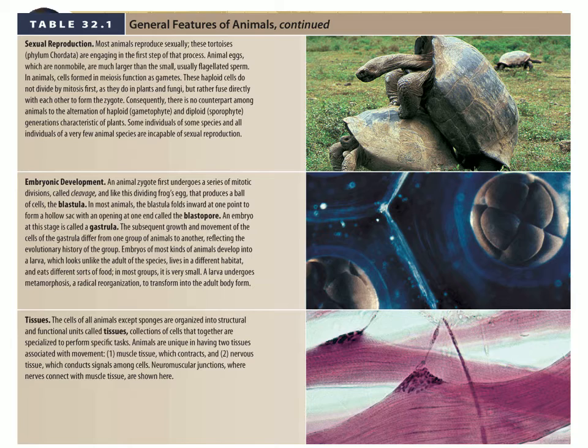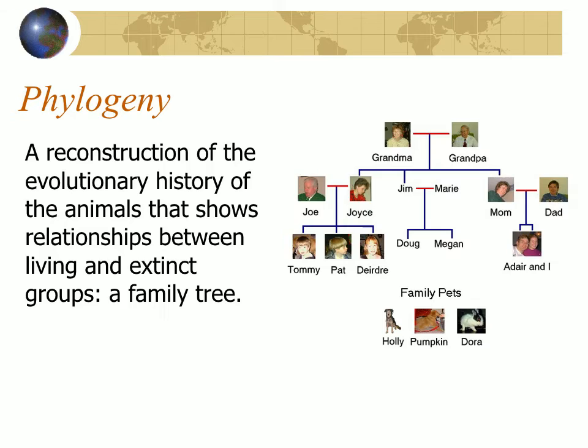And then, really important, there are these features of development that unite them that we're really going to talk about a lot. They form a blastula, a hollow ball of cells, that rearranges to form an opening, the blastopore, which becomes either the mouth or the anus, and they form a gut after the formation of this pore, and that's called a gastrula. And then, as I mentioned, they have nerve and muscle tissue, unique among all organisms.